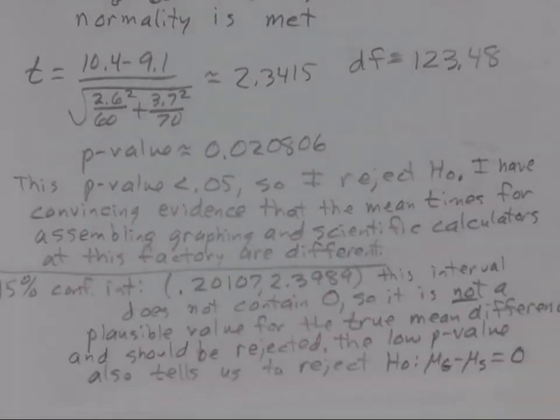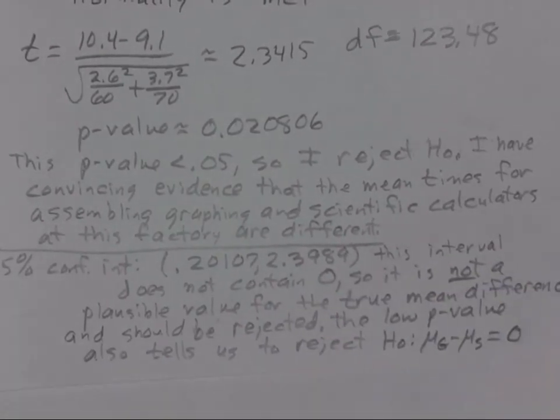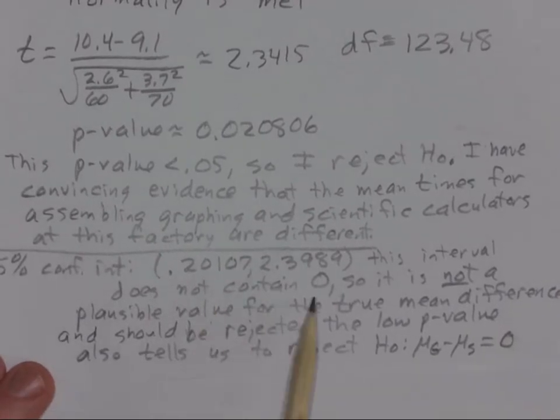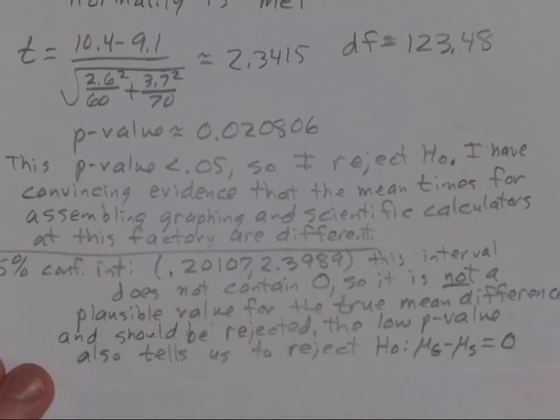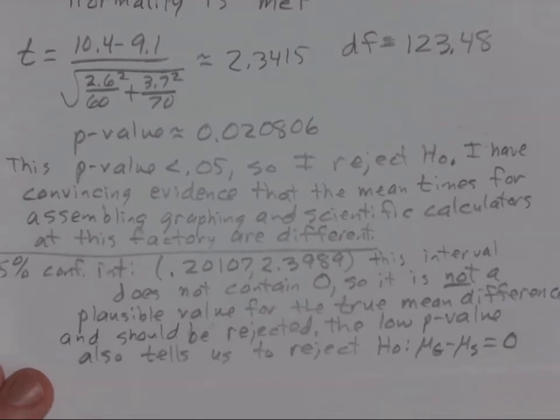But then the other thing this problem asks us to do is to make the connection once again between the interval, the hypothesized value, and the p-value. This interval does not contain 0. Whenever you have these two sample things, in other words, you're dealing with the difference, the big deal to us is whether 0 is in the interval. It does not contain 0, so it is not a plausible value for the true mean difference and should be rejected. The low p-value also tells us to reject that null hypothesis, which I restated here as a difference.